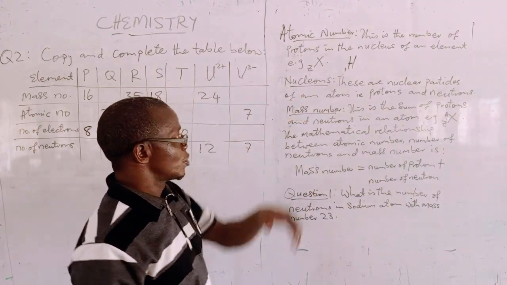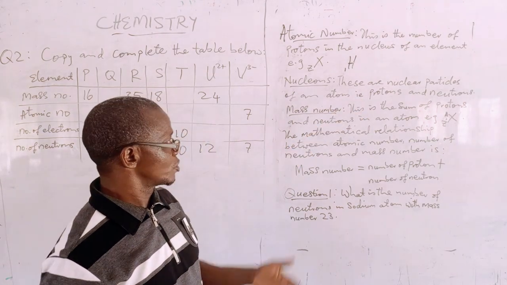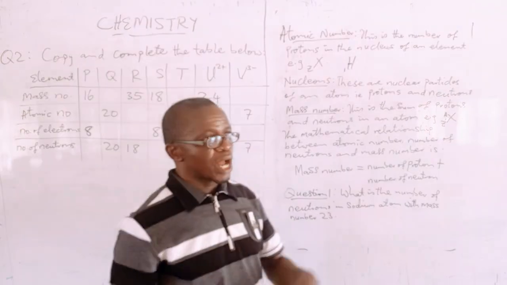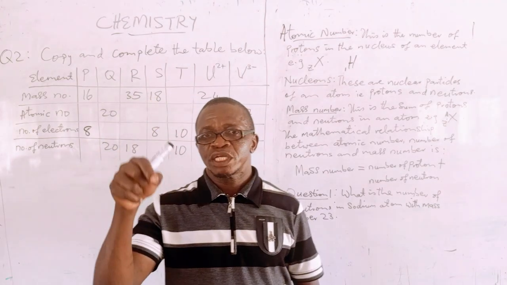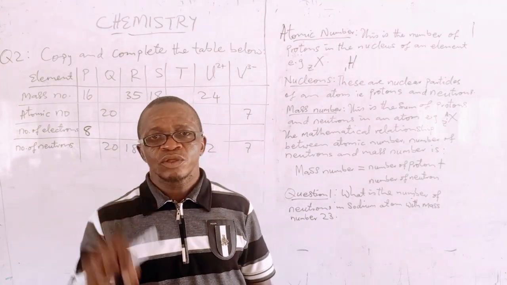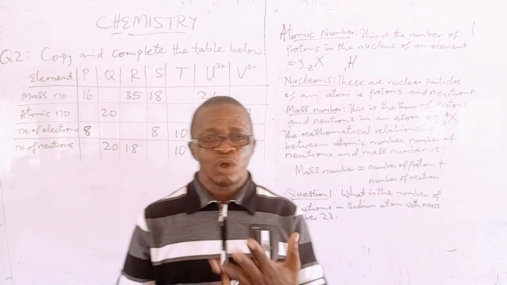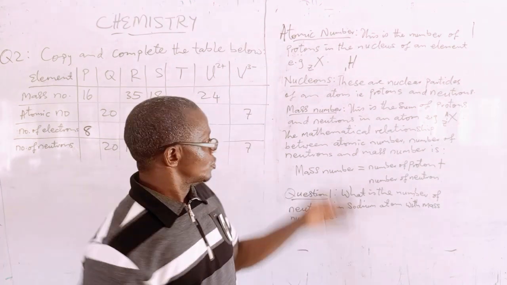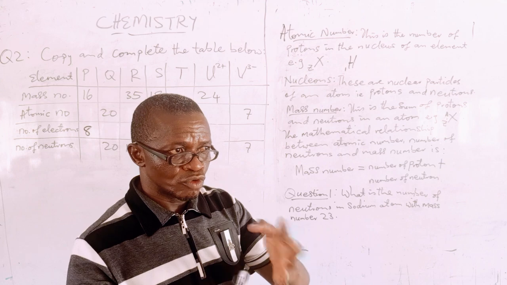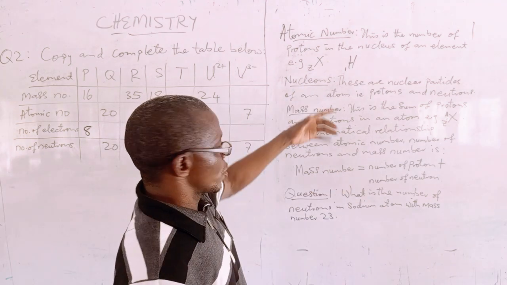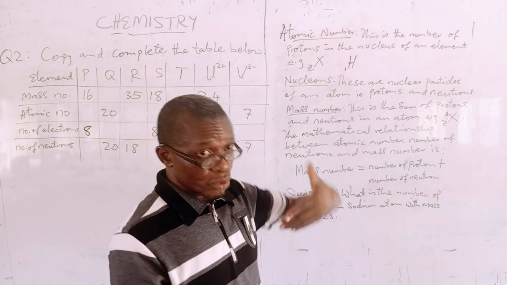Now let's move down to nucleons. What are nucleons? Nucleons are the nuclear particles of an atom. I drew an atom in our last class and I showed you the nucleus of the atom, which I told you also contains protons and neutrons. So the two particles, neutrons and protons in the nucleus, when you sum them together, you can call them nucleons.